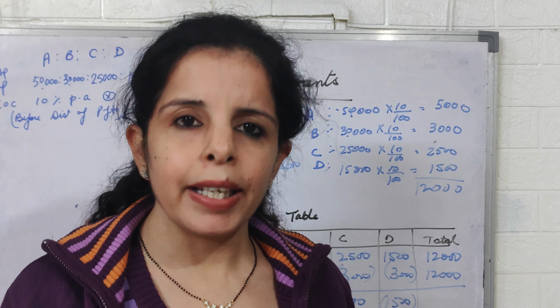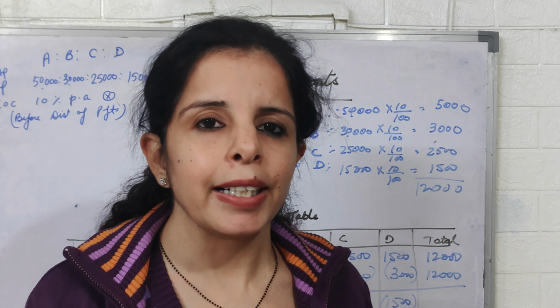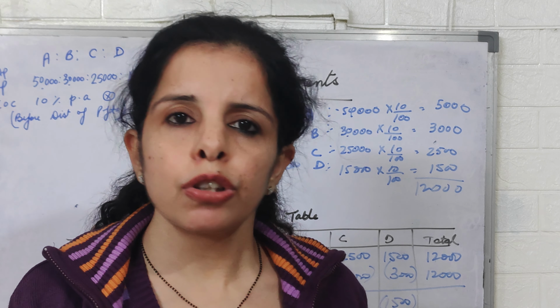So whenever any error has occurred, we have to pass an adjustment entry. The amount which was not paid will be paid now and the excess profit which was distributed to the partners will be charged back from the partners.